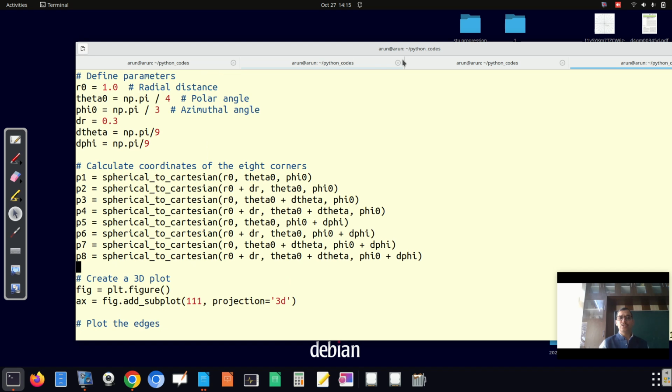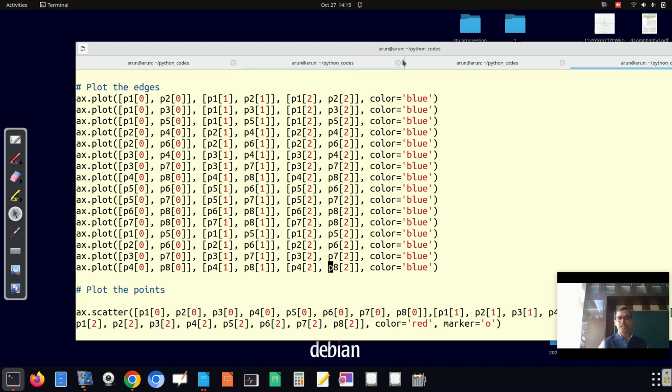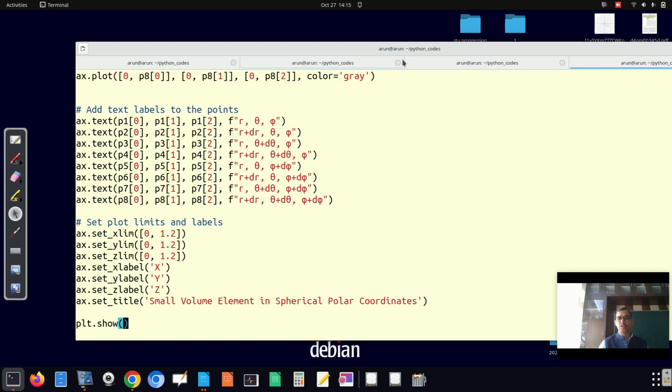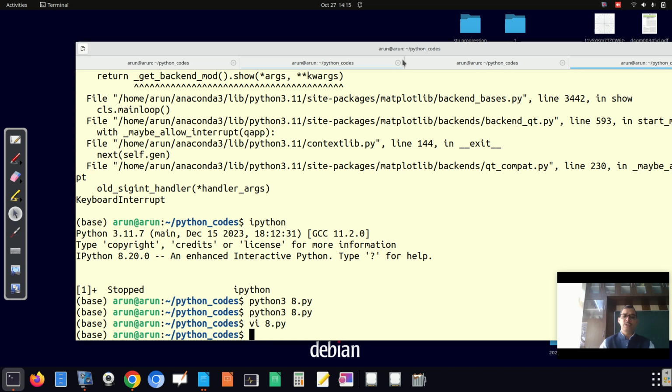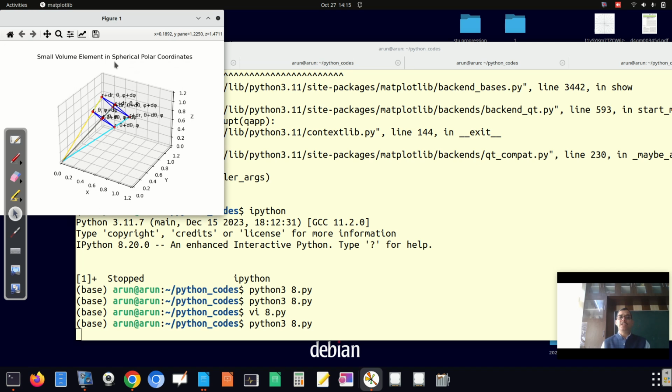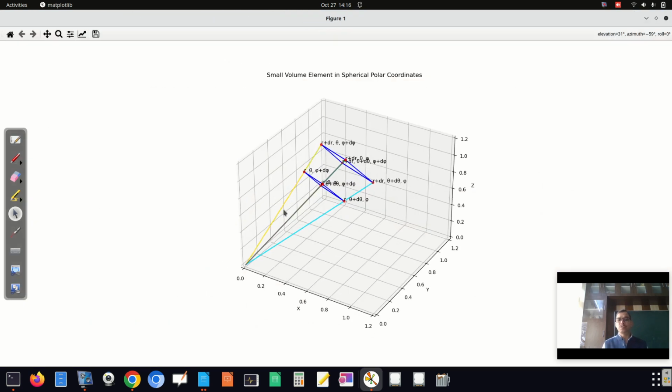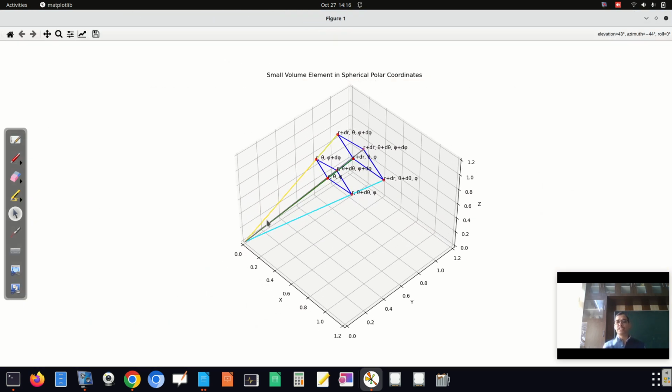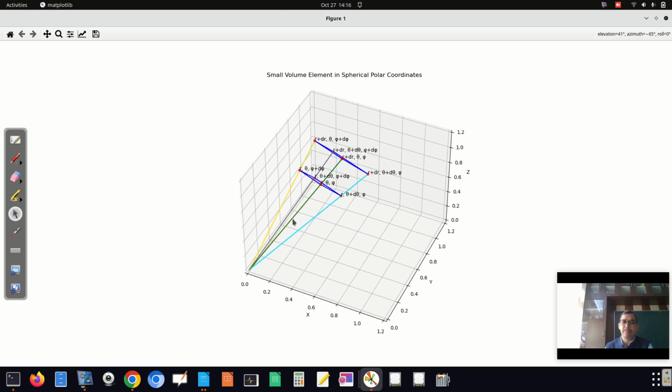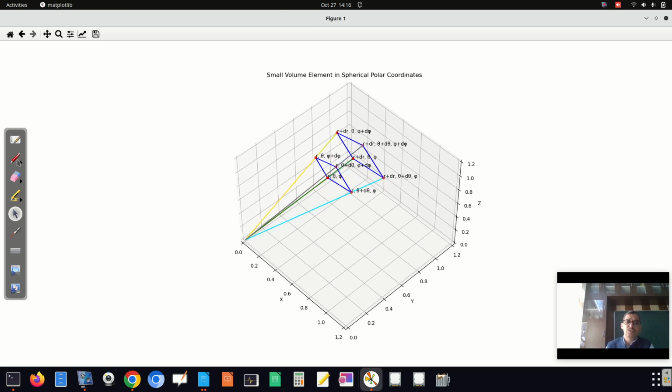And I will share it on my web page arunphy.org to show the small volume element in spherical polar coordinate system. So let me run it first of all. I will be using Python 3 as a compiler and 8.py. I am using a Linux environment. This is a small Python script which I have written and it shows the small volume element. So this is the small volume element.